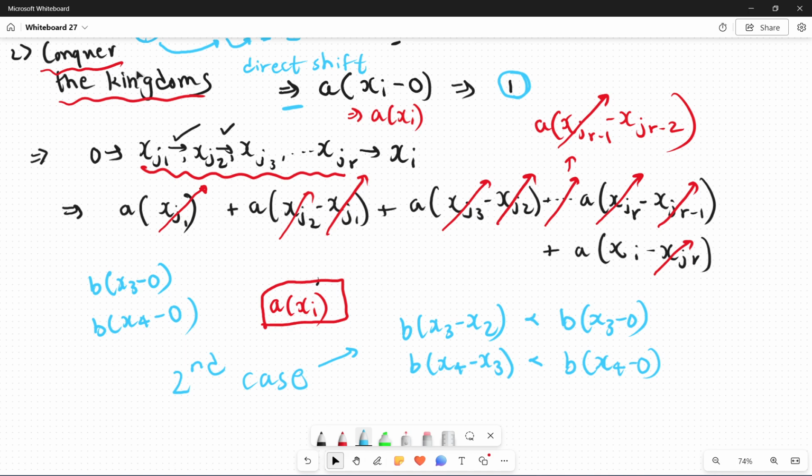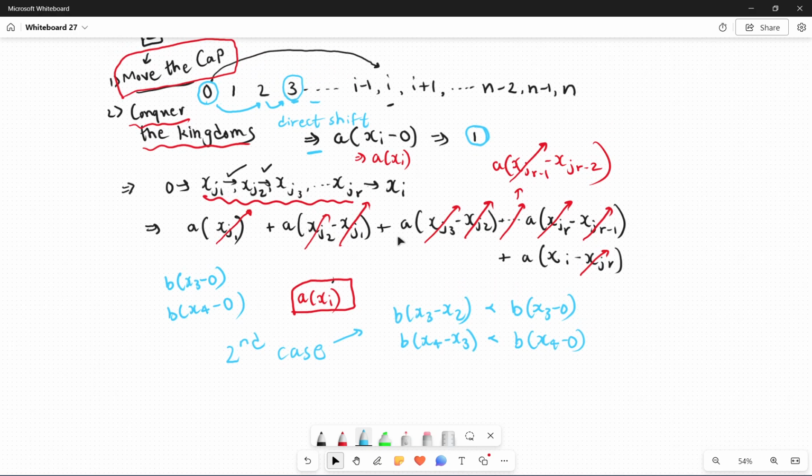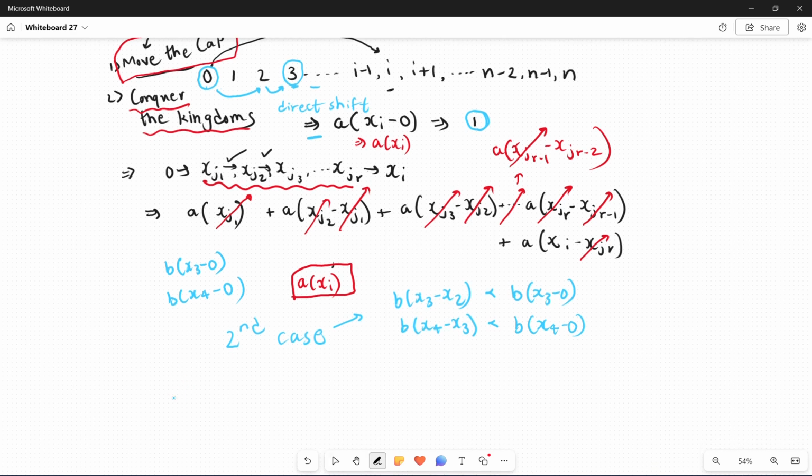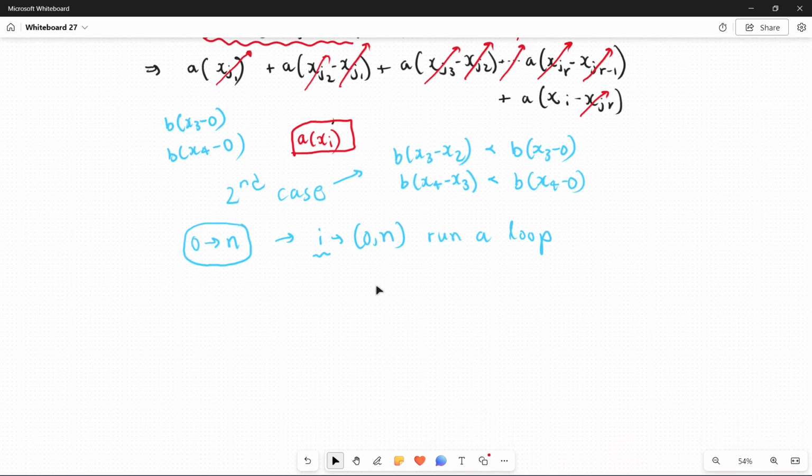So can I write the linear O of n solution, a linear time solution? Yes, basically I can. So how can I write it? I will run a for loop from 0 to n. I will say that my capital remains at index i, from 0 to n. I will run a loop and fix my capital to that ith city, and then calculate the cost involved. So how can I do it?